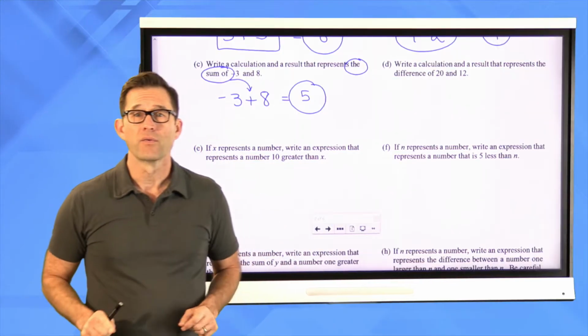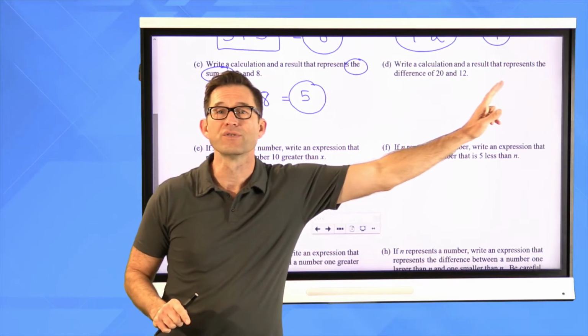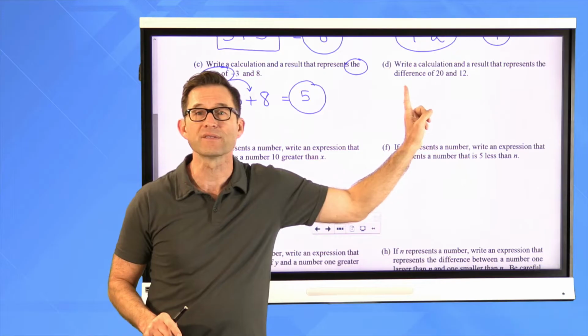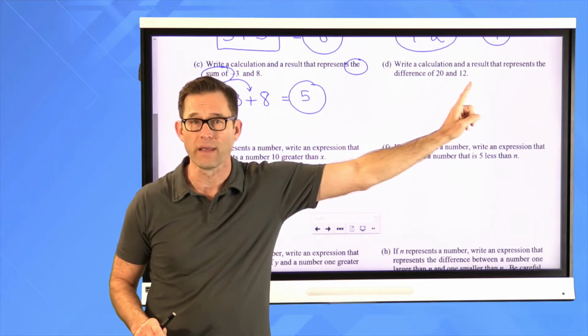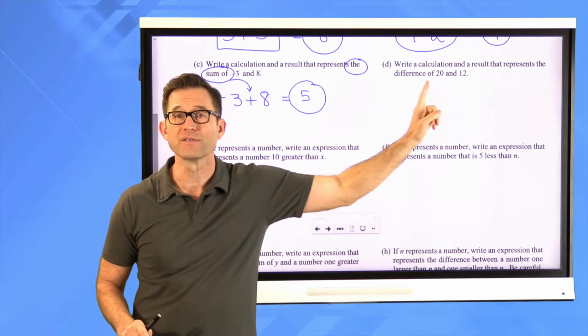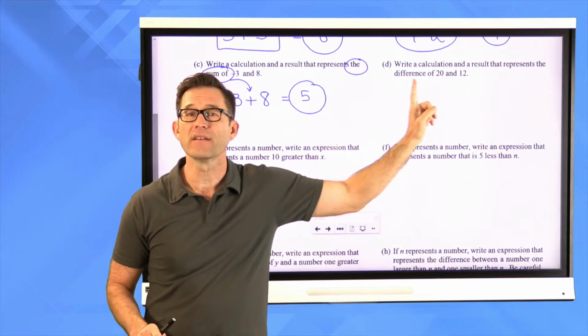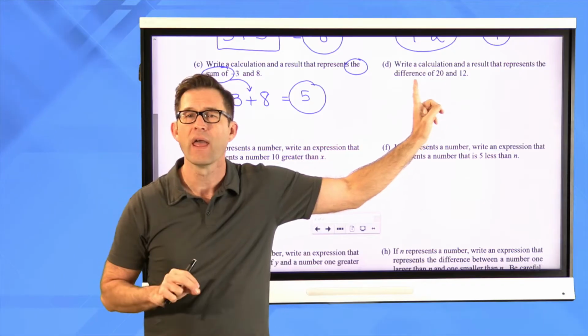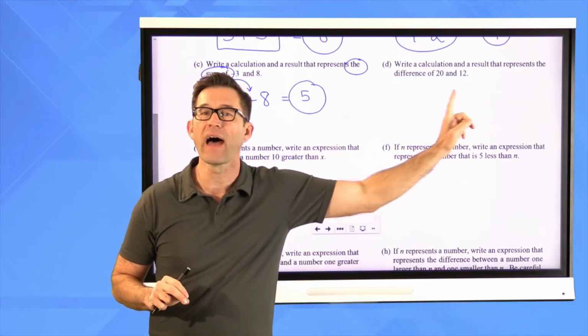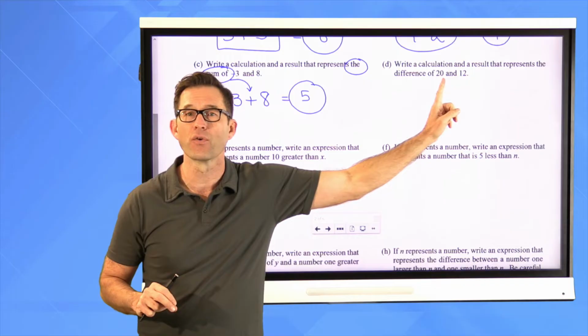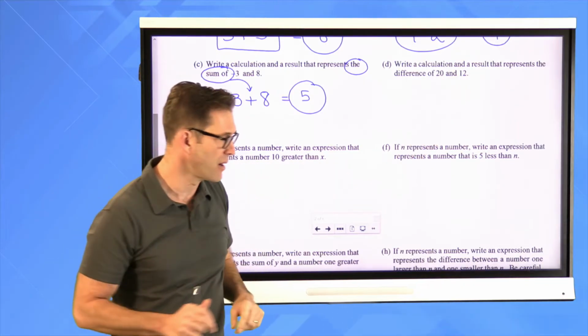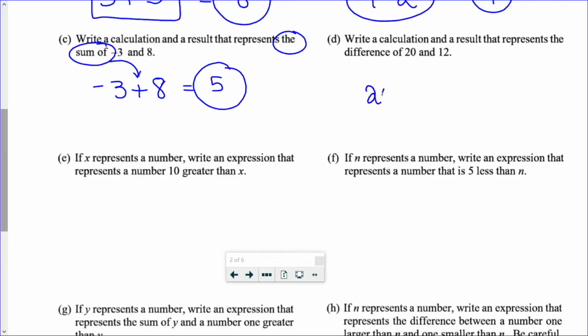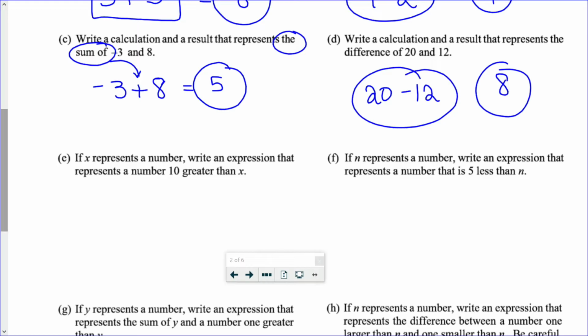On the other hand, letter D, write a calculation and a result that represents the difference of 12 and 20, okay? The difference of 12 and 20. When you see that difference, that's subtraction, right? The word difference means we have a subtraction. And whenever you see it like that, then that implies that it's this number, the first number, minus the second number. So that's going to be 20 minus 12. That's my expression, and its value is 8.